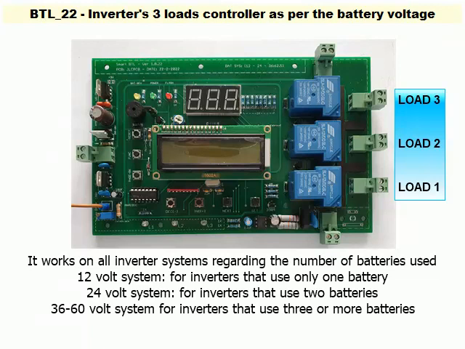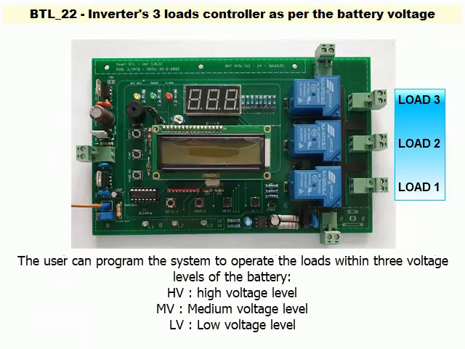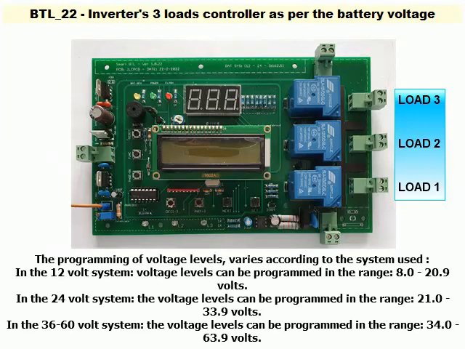The user can program the system to operate the loads within 3 voltage levels of the battery. High voltage level, or HV. Medium voltage level, or MV. Low voltage level, or LV. The programming of voltage levels varies according to the system used, as follows.